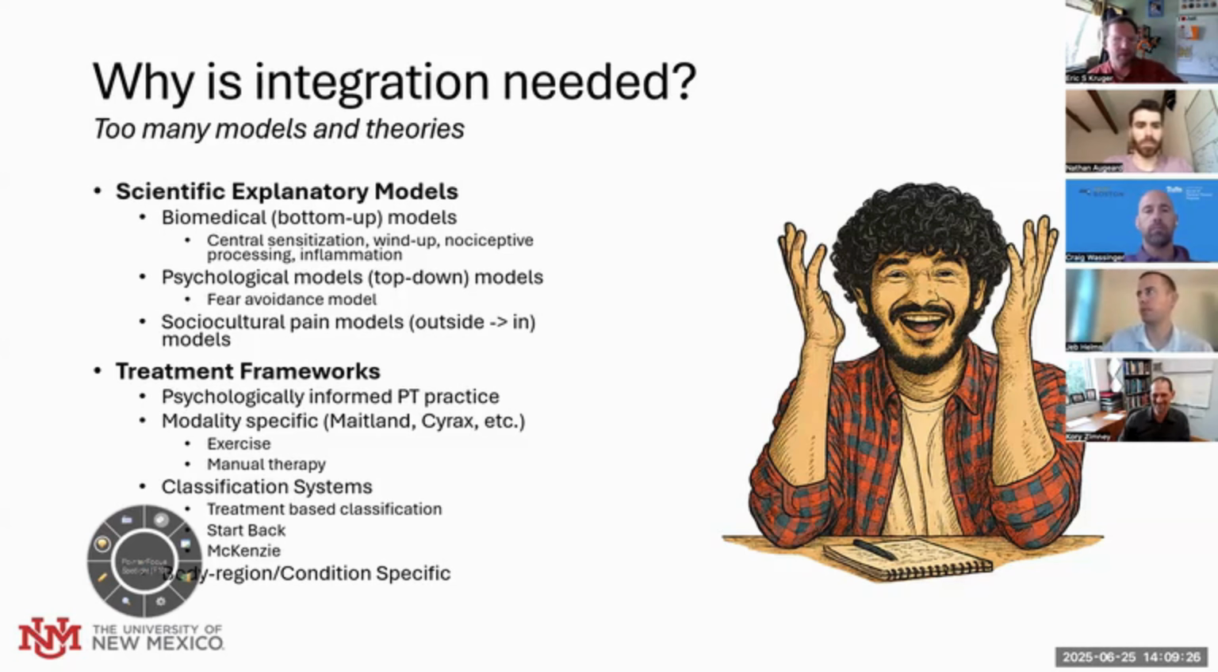There's a variety of ways we can approach this, and I think integration is necessary, especially for PT students, to try to synthesize this information in a useful way, so we can minimize the bad variability of practice, as we're all trying to work towards standardization and competency.